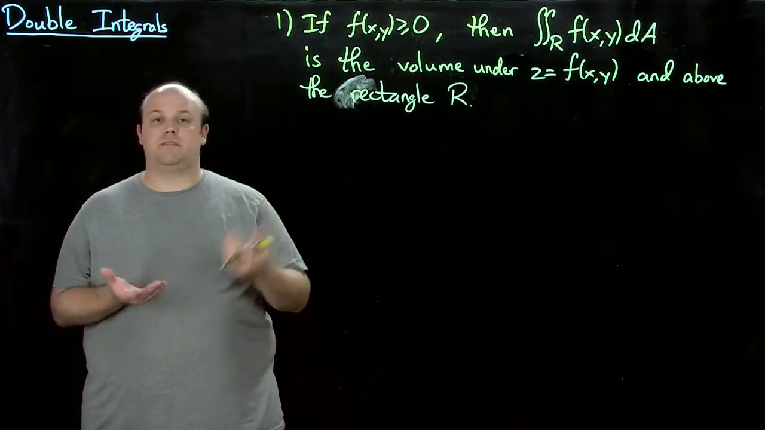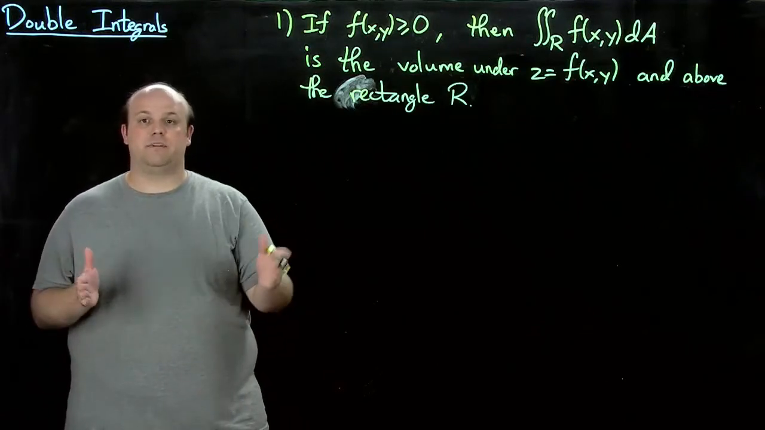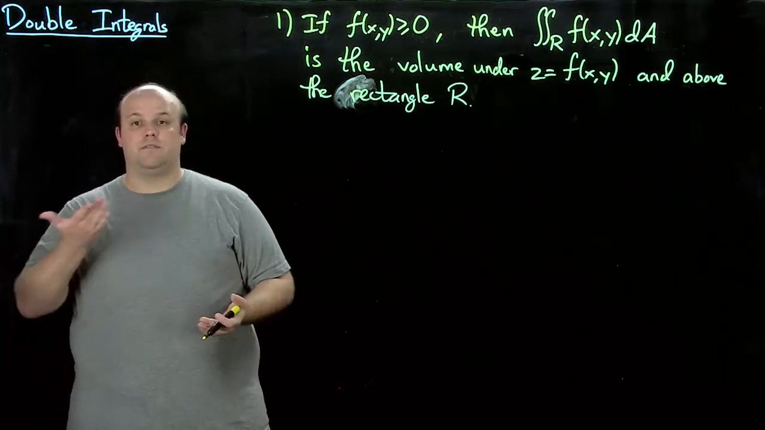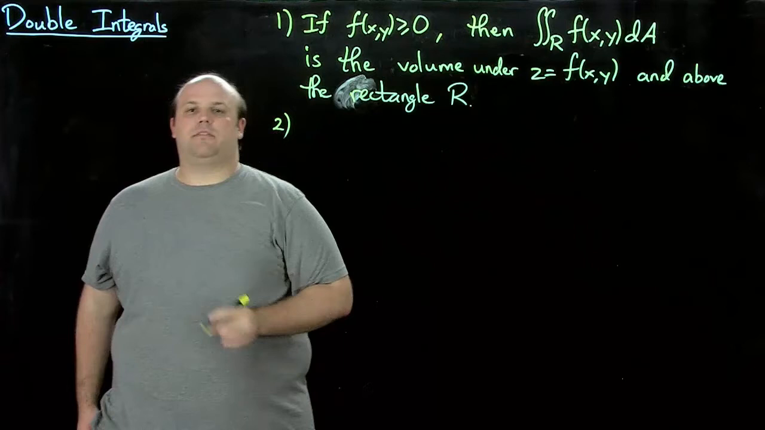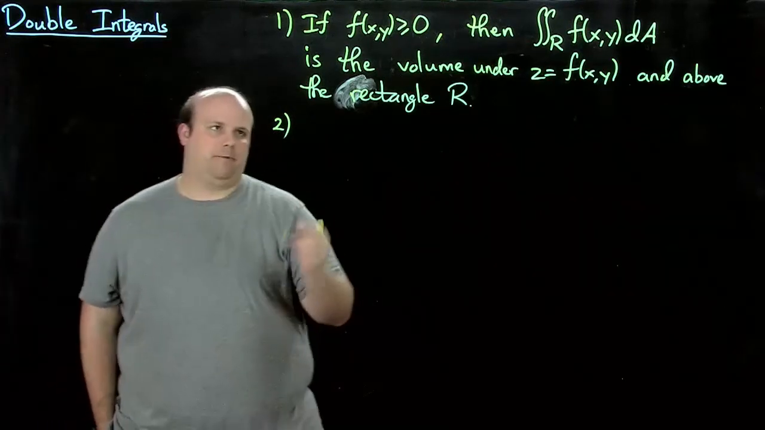And that was exactly what it was for a single variable. If the function f of x is always greater than or equal to 0, then integrating it over some interval gave the area under the function. In this case, it's the volume under the function. Right? And then there are some other things that you might remember from single variable integrals that are still true here.